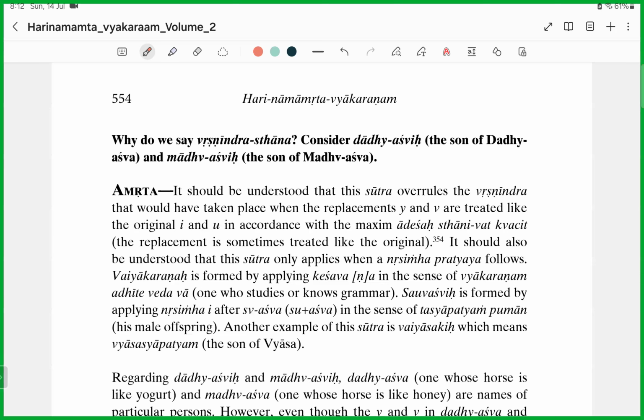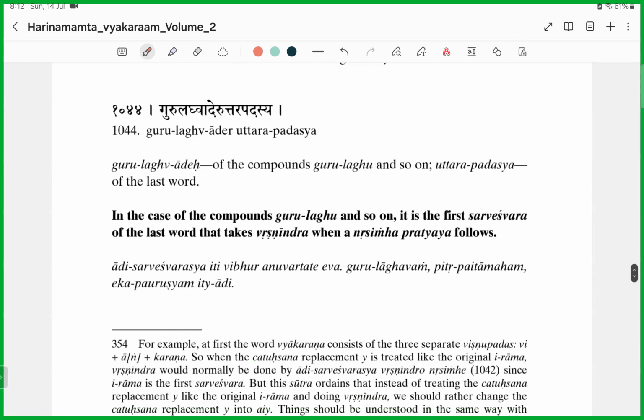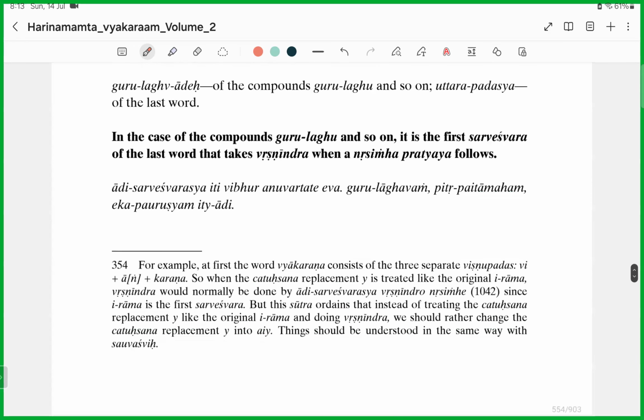Yeah, it says here, it should be understood that this sutra overrules the Vrishnendra that would have taken place when the replacements and were treated like the original E and U in accordance with the maxim Adesha Sthanivat Kvachit. The replacement is sometimes treated like the original. For example, it explains here.